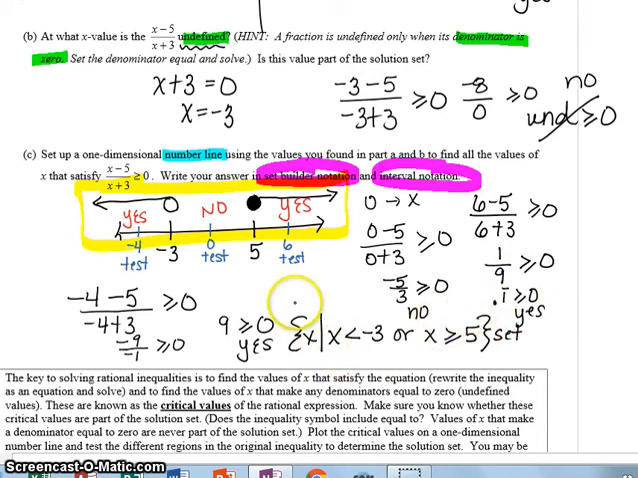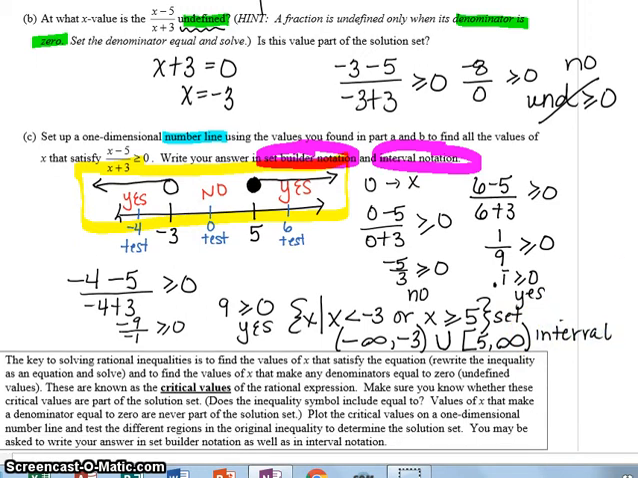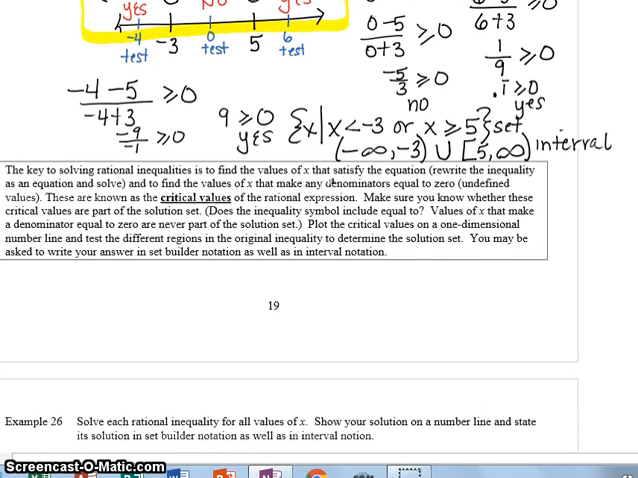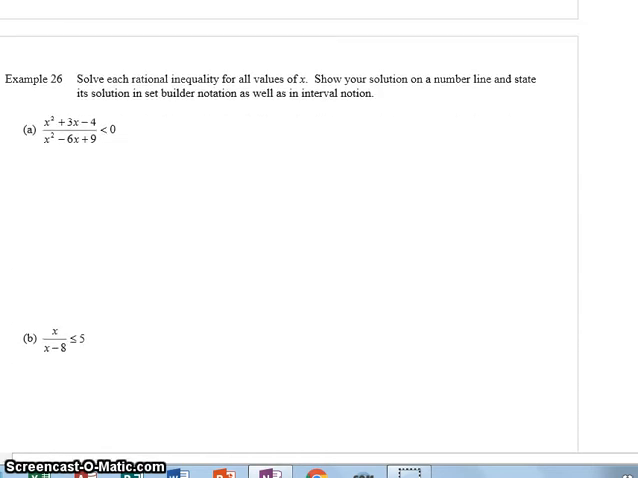Okay, that's set builder notation. Interval notation, where am I starting way over here? Negative infinity, never included, so it's smooth. All the way up to negative 3, not included, smooth. You could write out the word or that symbol is the union symbol for or. And then include square bracket 5 going to positive infinity, smooth. This is interval notation. Okay? So these are known as the critical values. So negative 3 and 5 are our critical values that we're testing, and then we test in between. Okay? It was a lot at once, but you're going to see what I throw at you in a minute.